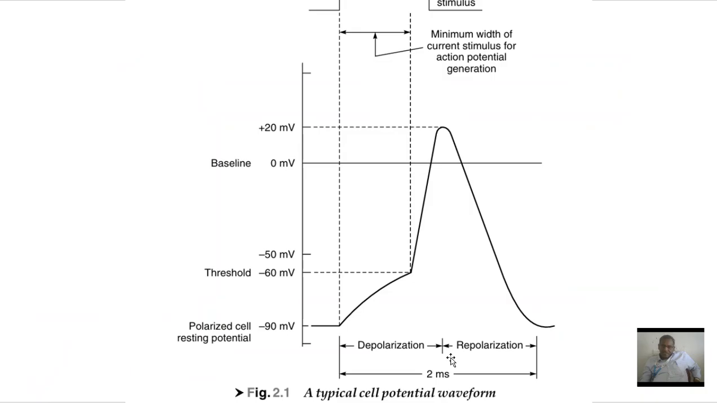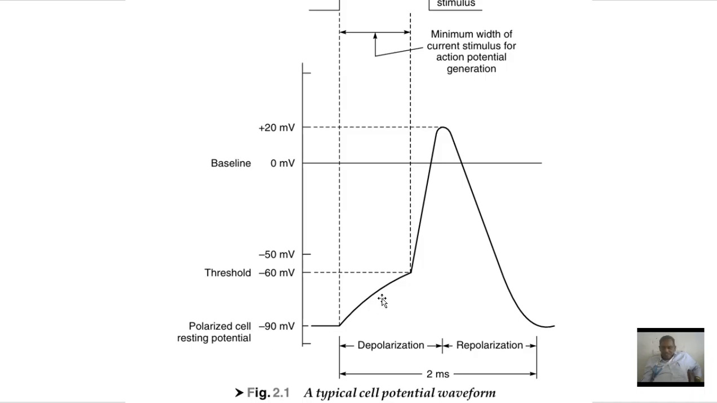Okay, the same process can be explained in the graph. On the x-axis we have time and on the y-axis we have voltage. Initially the cell is at minus 70 millivolt. The resting potential is different for different cells. For basic cells it is equal to minus 70 millivolt. Nerve cells and muscle cells have different action potentials, and nerve cells can go up to minus 90 millivolt. So if you take the basic cell, its resting potential is equal to minus 70 millivolt.